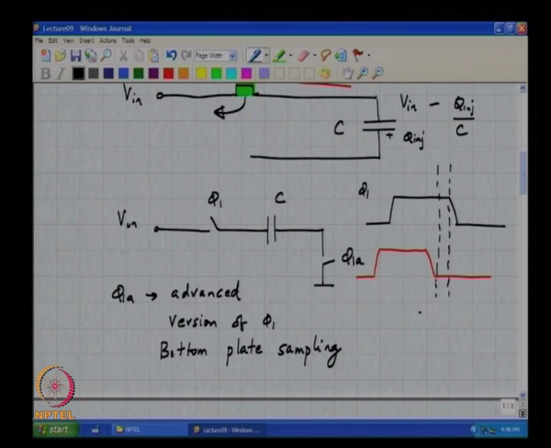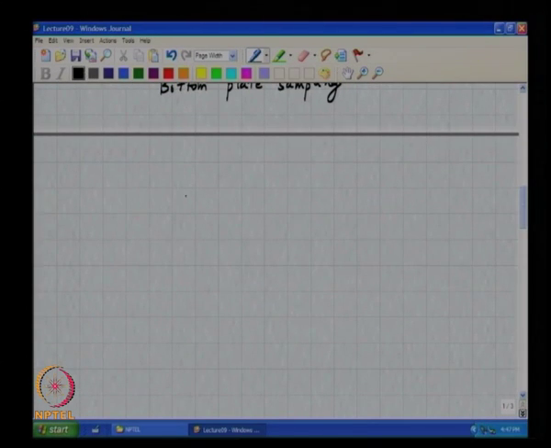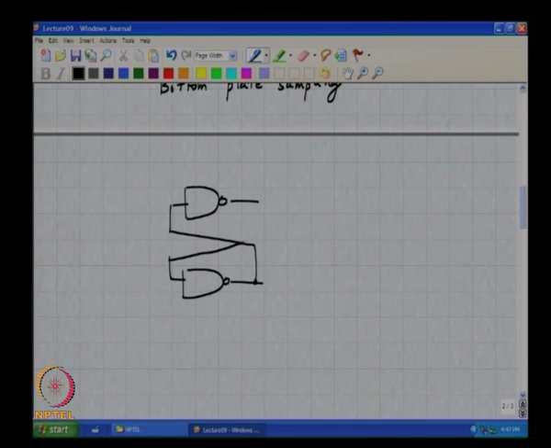Now one question that you might ask is, how much time do I need between turning off the bottom plate and turning off the top plate? An inverter delay is all that is needed. So these do not have to be big delays, a small delay is good enough. So often the clock generator, as you can see, is now becoming more and more complicated. This is the core of the non overlapping clock generator.